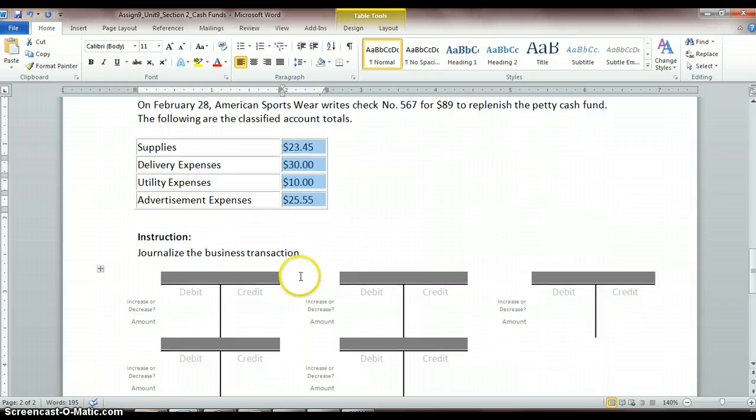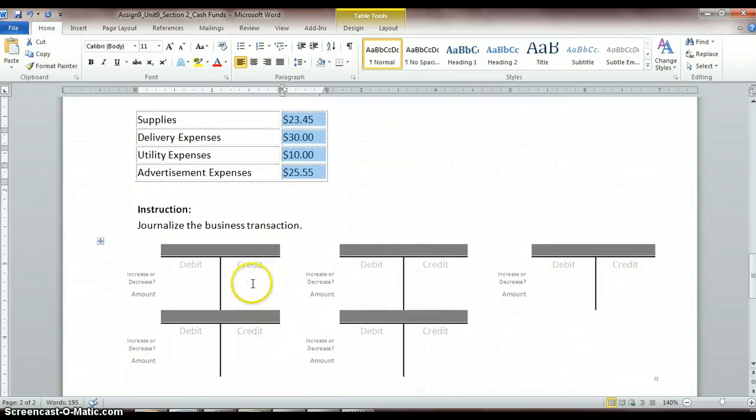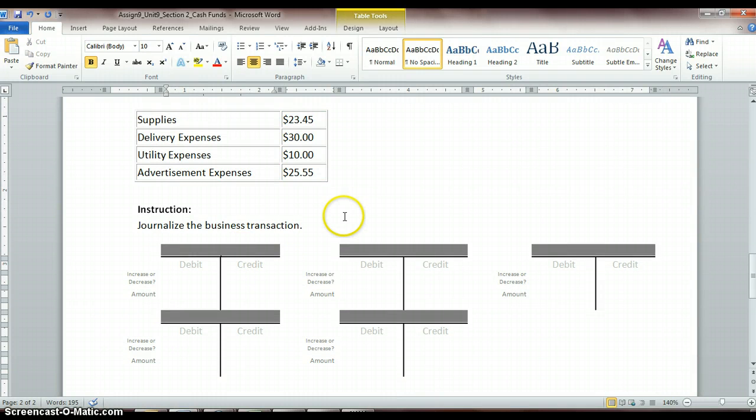All right, so we record that by, we have our supplies account that we're working with, delivery expense, utility expense, and advertisement expense. And then we're paying those with cash now. So now we're taking it from our cash in our bank account.